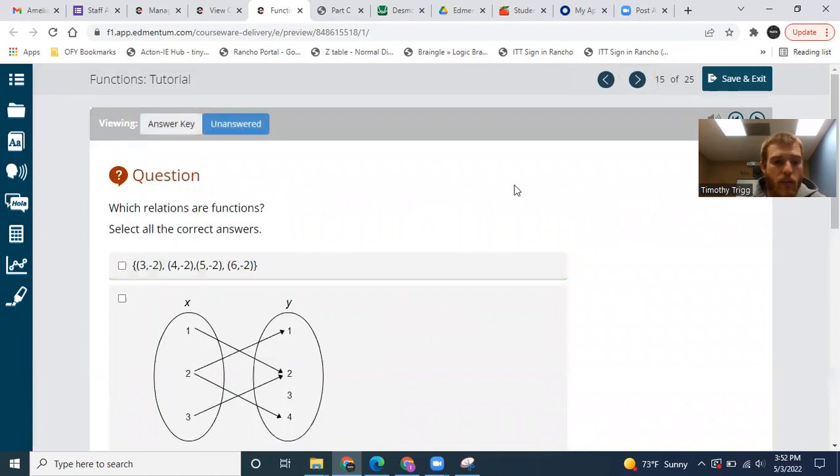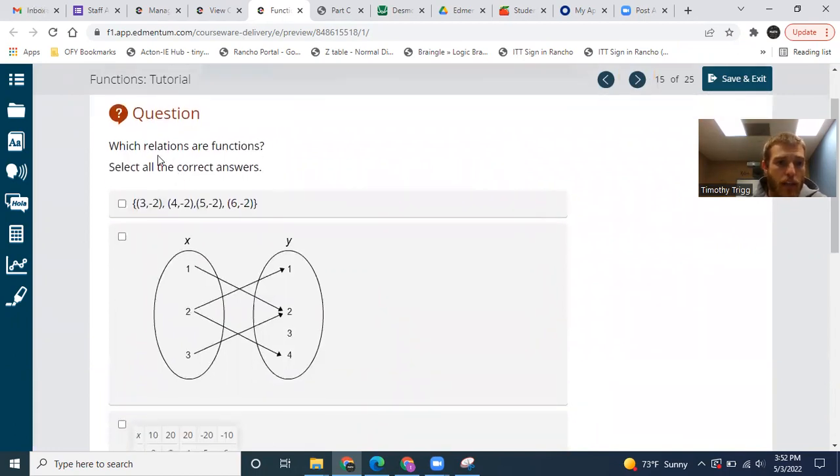Okay, great. Now let's go ahead and move along to this one here, page 15. Select all the correct answers. So which of these relations are functions? We want to click all the ones that are functions. Let's look at this first one: 3, 4, 5, 6. I'm just looking at these inputs, 3, 4, 5, and 6. I notice that the input is not repeating, so I don't have the same input multiple times. Therefore, this is a function.